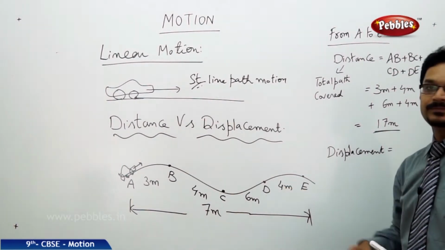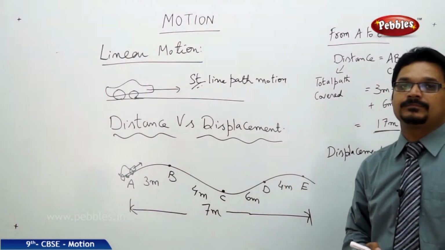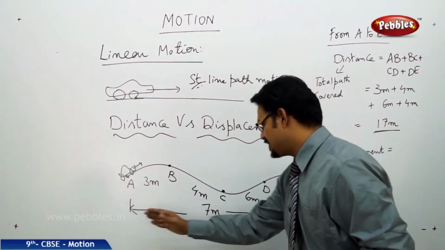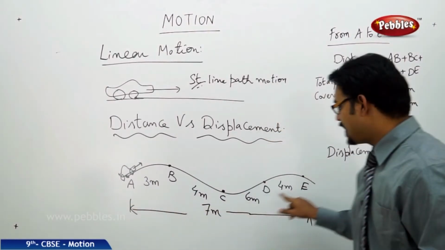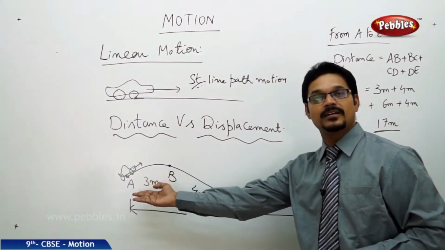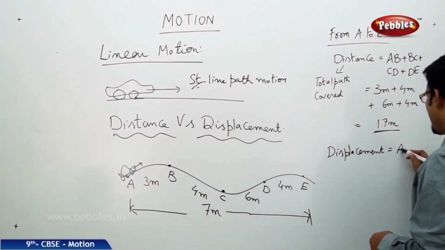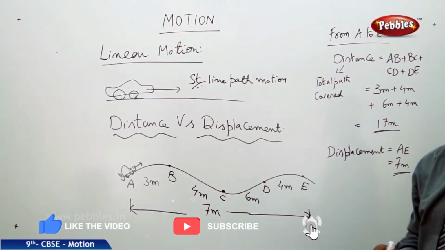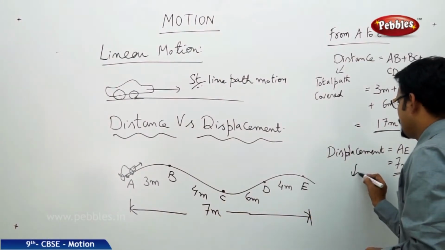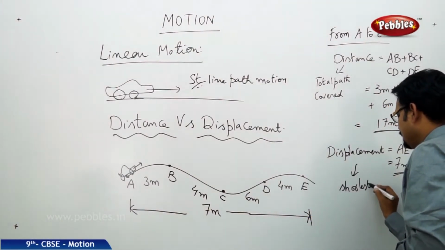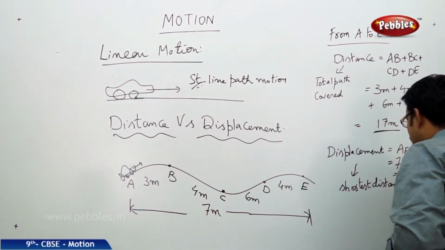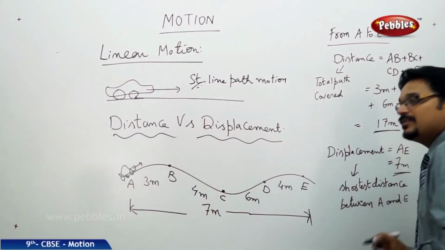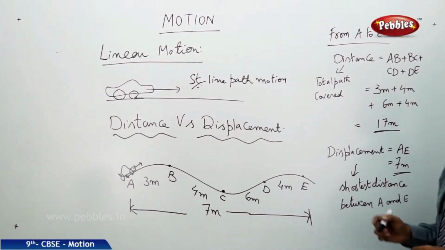Now displacement is not the total path covered, guys. It is the shortest distance between the starting and ending point. So here the starting point is A, the ending point is E. So displacement is AE, and the shortest distance is 7 meters. Yes, that's the displacement. So displacement is the shortest distance between A and E, I mean to say between the starting and ending point.